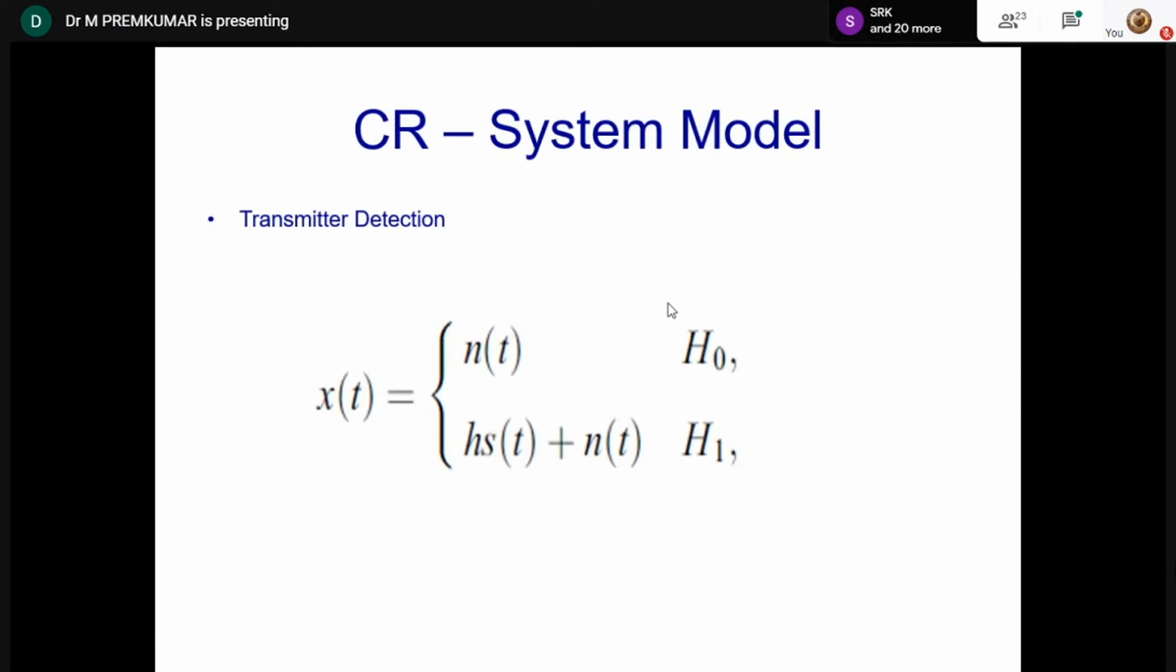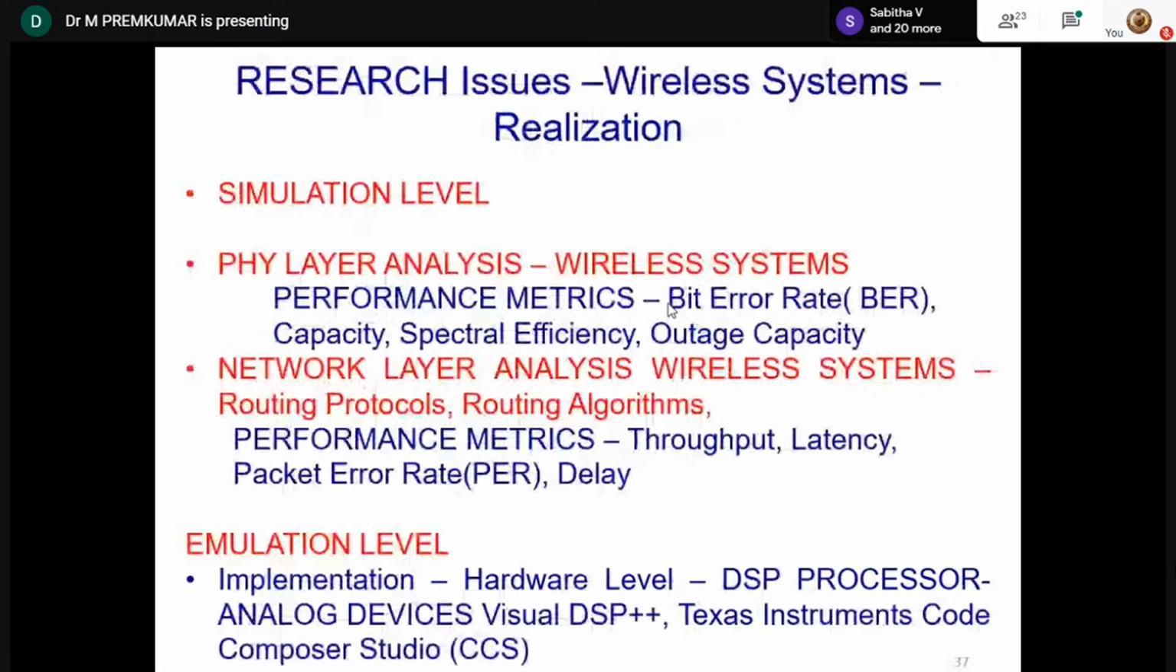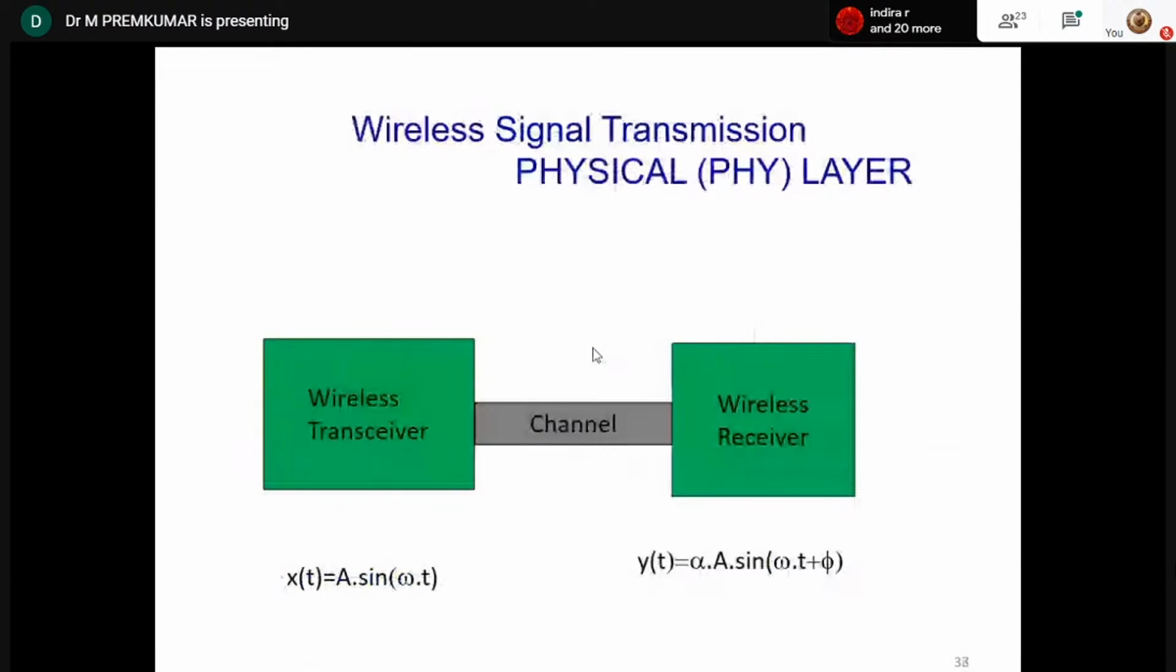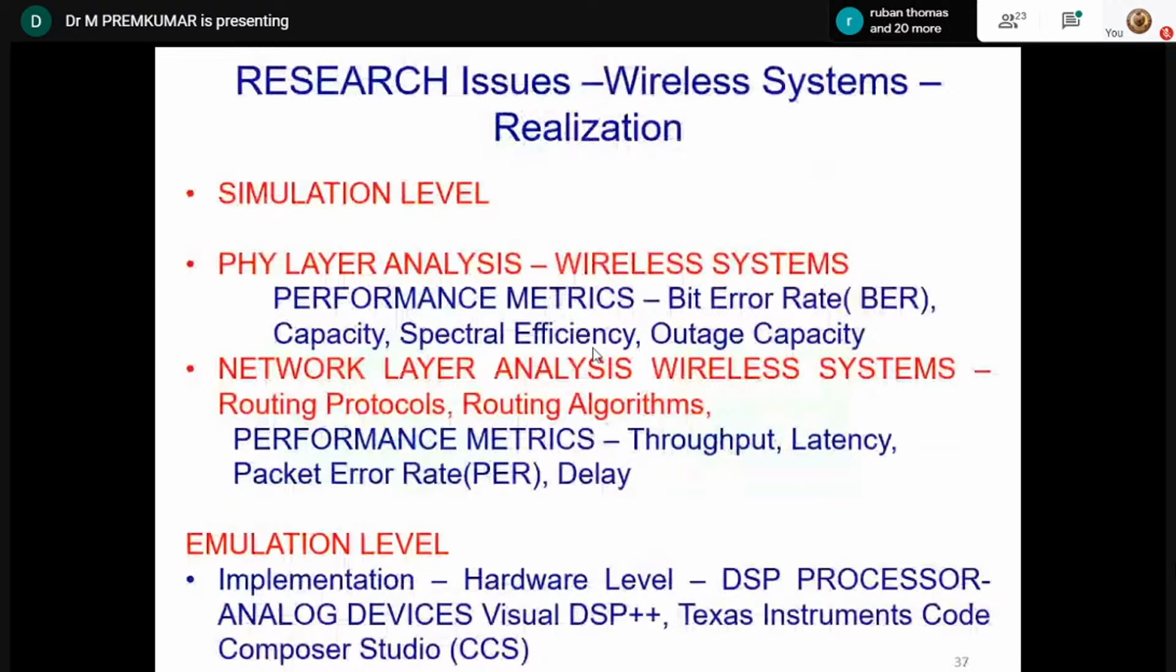Okay, so capacity, I'll go to the previous slides. Capacity, as I have told earlier, is a physical layer analysis, like capacity and spectral efficiency. Capacity and spectral efficiency go hand in hand with each other. Capacity is the amount of information content in a particular channel, and spectral efficiency is with respect to hertz. Okay, this information we are all aware of. Probably electronics and communication researchers would know this.